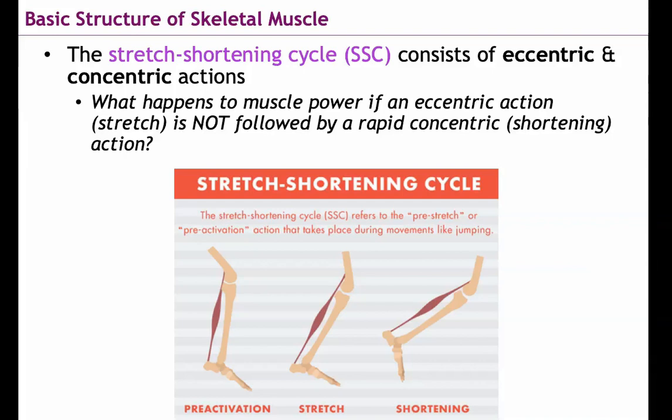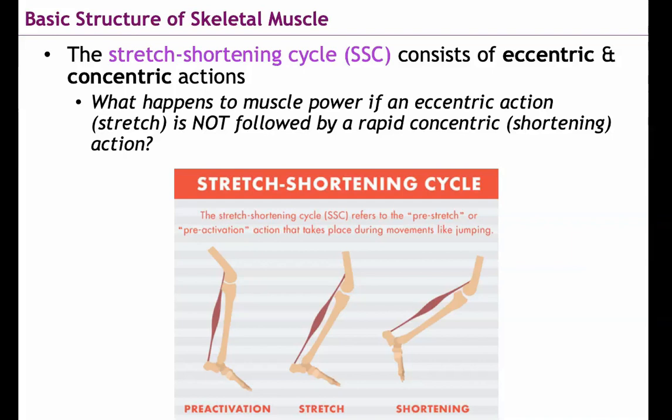So anytime we run, think about running, look at this picture here. The calf muscle, and most all lower body muscles during a jog, are going to stretch and they're going to shorten back and forth. It's a cycle. It's repeated over and over again with every single movement. And so the question I have here is, what happens to muscle power if an eccentric action, the stretch, is not followed by a rapid concentric action, a rapid shortening?